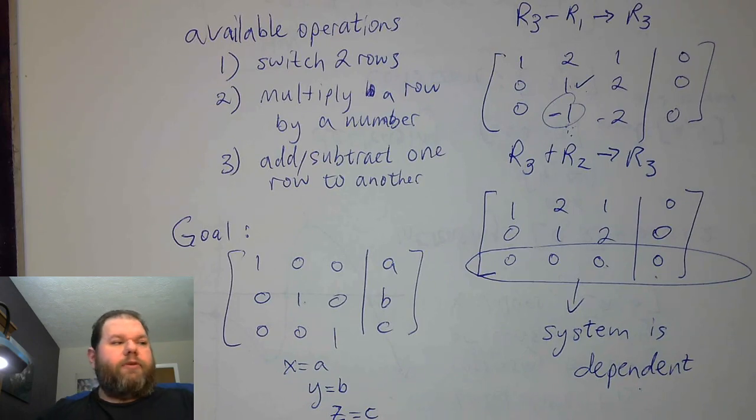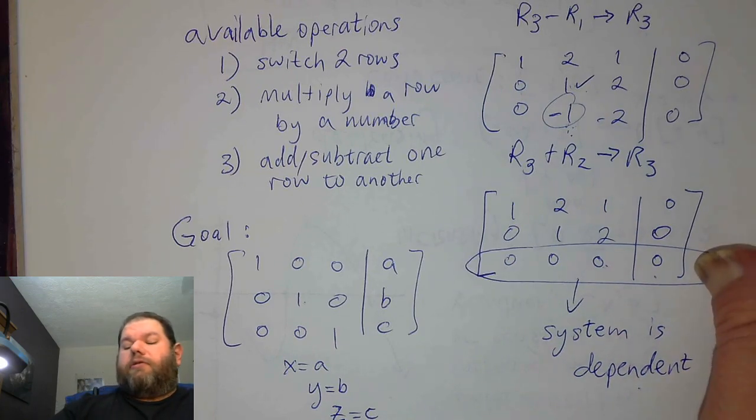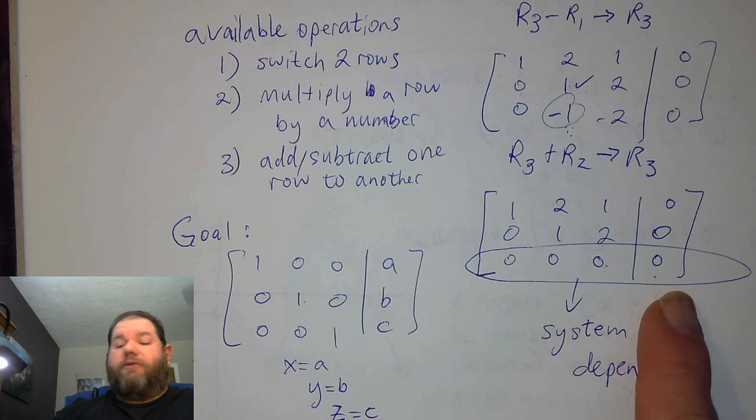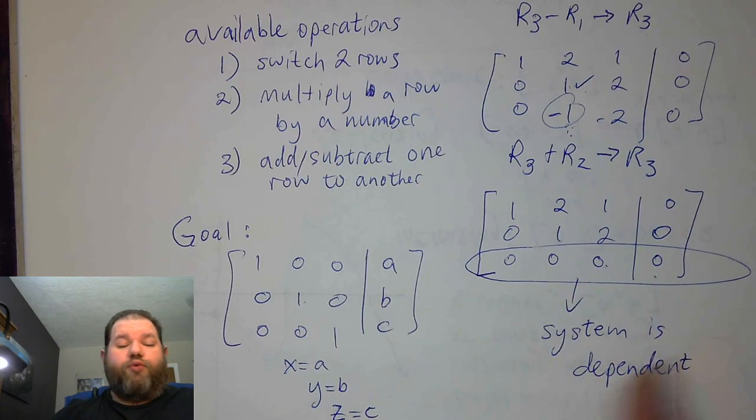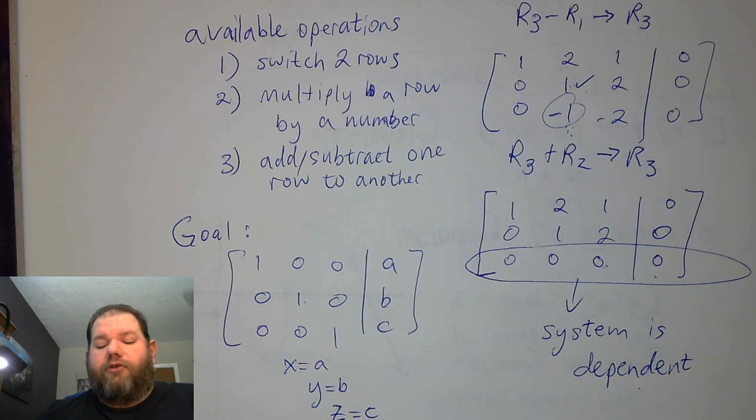So let me find one that actually has a solution, and we can work through that in a little bit more detail. So this one, once we get to this space, we can just stop, and what this tells us, we're not going to be able to find a solution. In fact, it's a dependent system, which means there's actually infinite solutions to this.